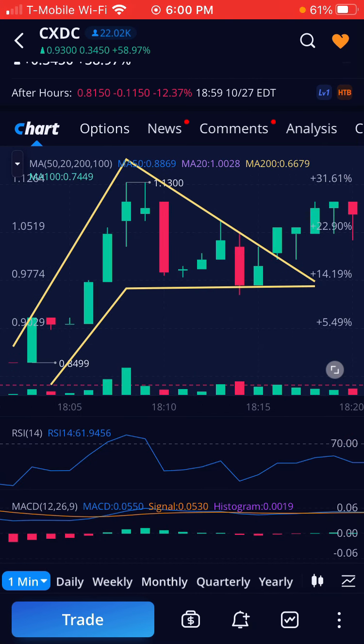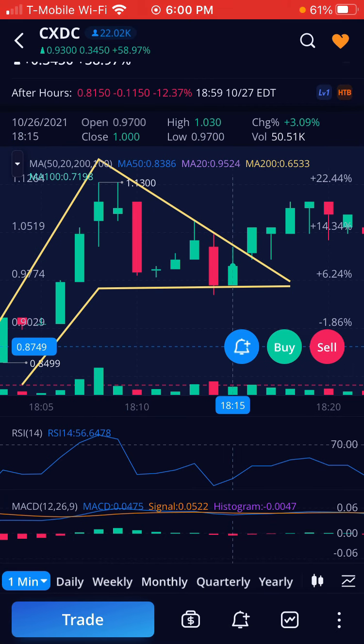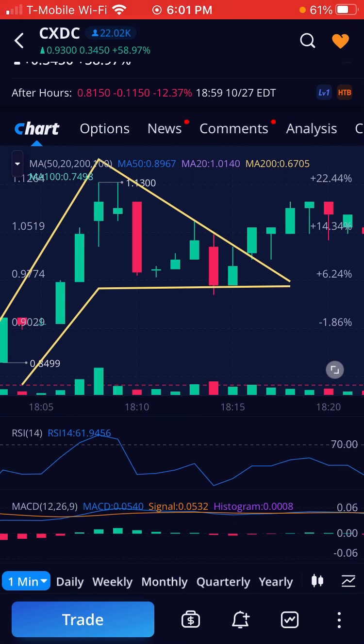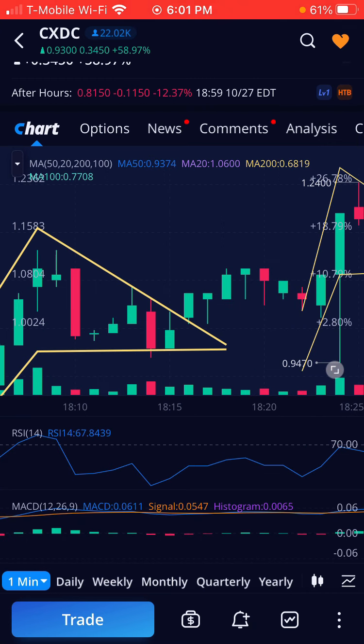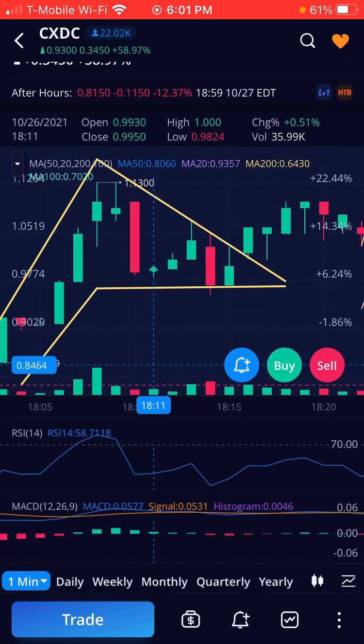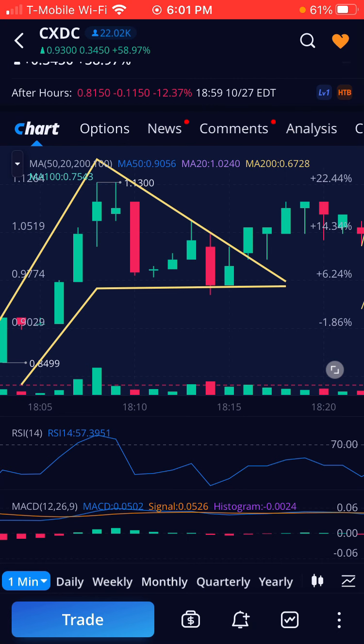And now you can actually see where it's going to break out. As you can see, it pinches here, and then right here, it tries to test the resistance, goes back to the support, closes green, and then on the next candle, it breaks above the resistance part of this flag and then starts to climb. The way you would play this is you would not buy in this flag. You would not buy while it's in the flag.